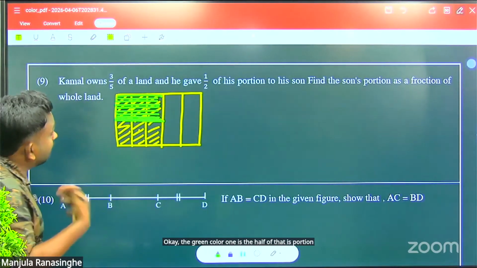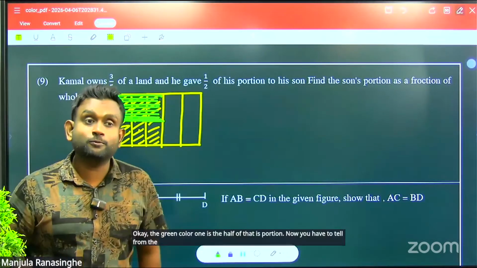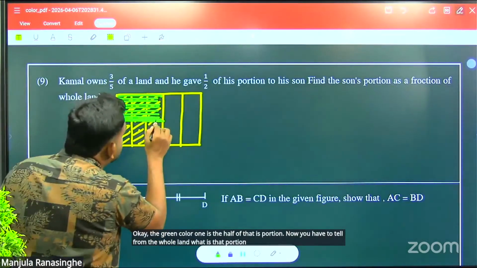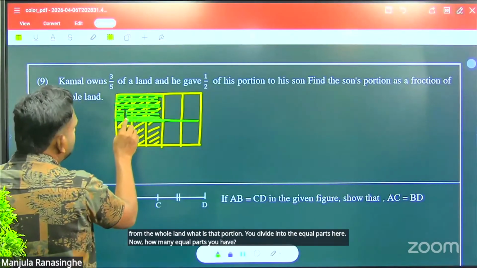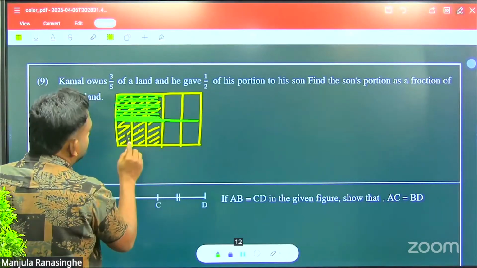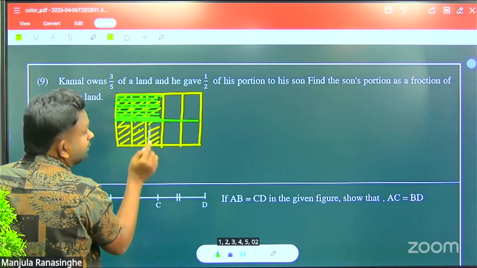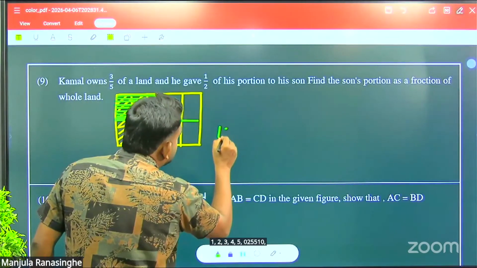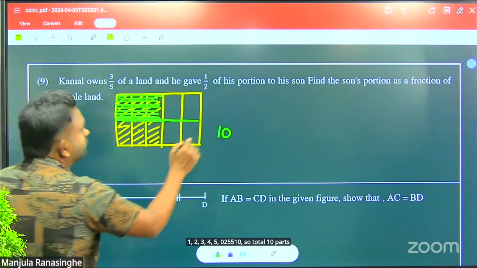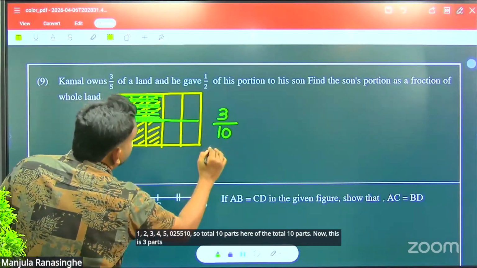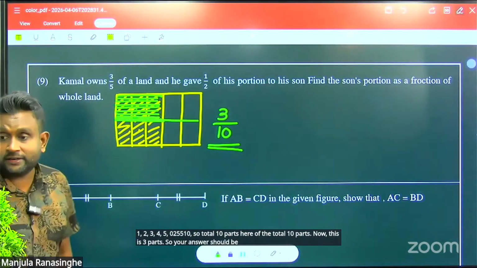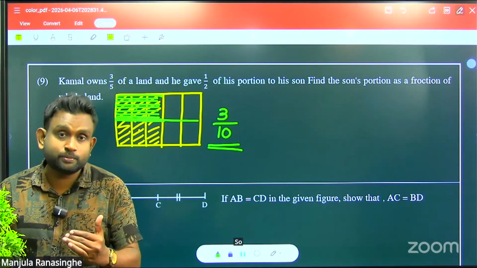Now you have to tell from the whole land what that portion is. You divide into equal parts here. Now how many equal parts do you have? 1, 2, 3, 4, 5. Here also 5. 5 and 5 make 10. So there are a total of 10 parts, and of the total 10 parts, this is 3 parts. So your answer should be 3 upon 10. So I explained it graphically.